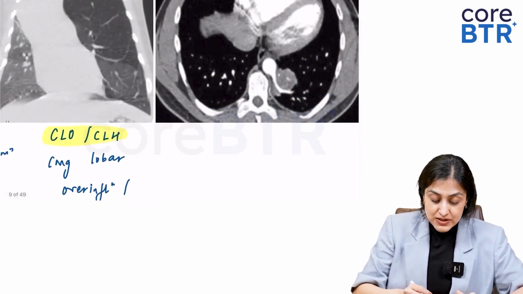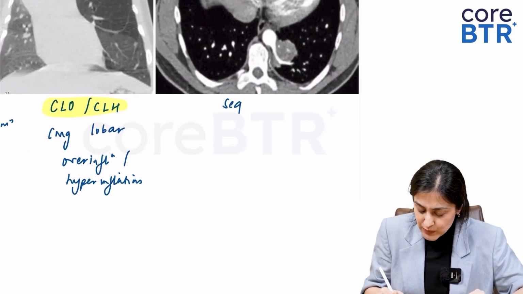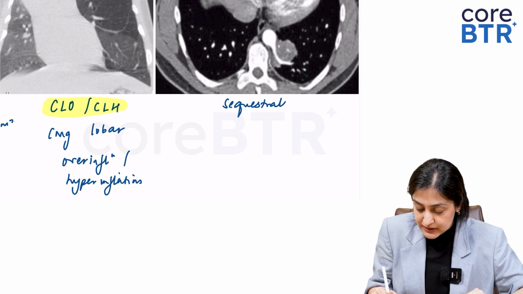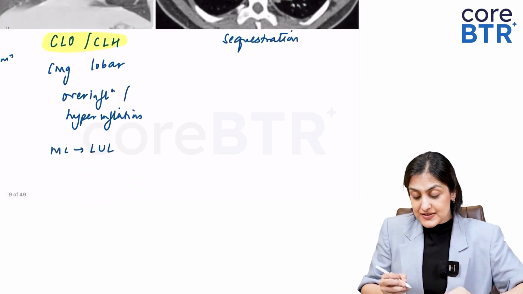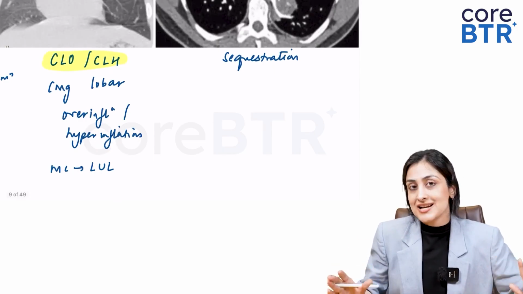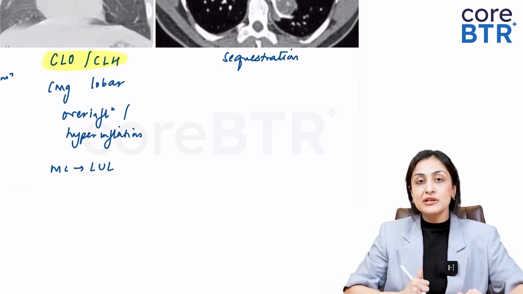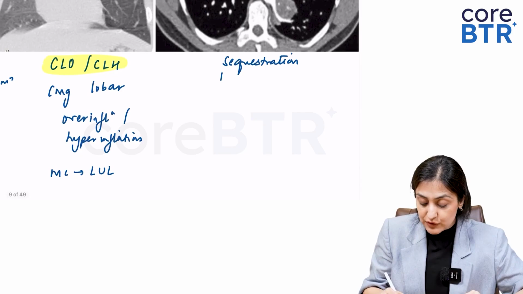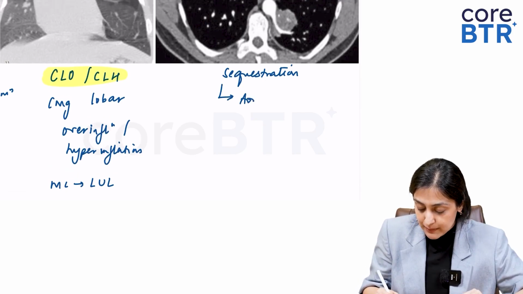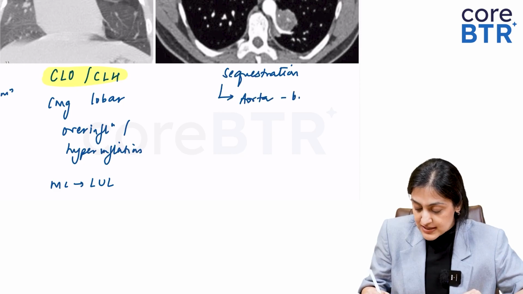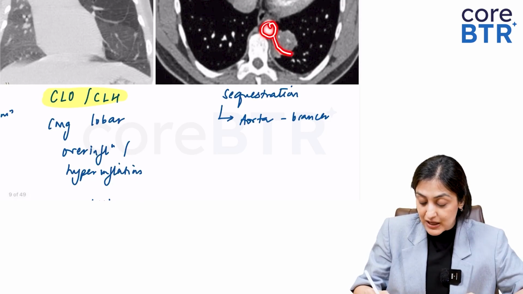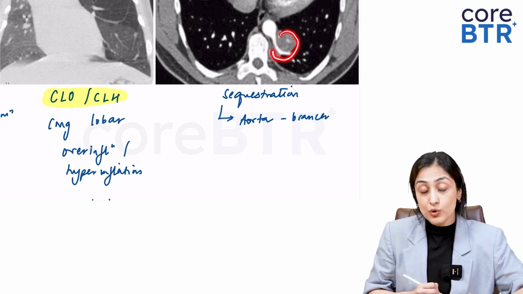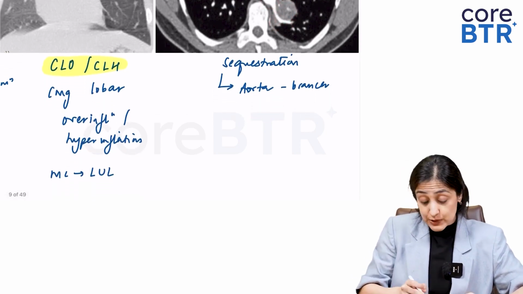And then we have something which is called a sequestration. So all of these are pulmonary anomalies which are congenital. Sequestration is where, normally, lungs are supplied by pulmonary artery and pulmonary veins. This is where one of the lung lobes is getting supplied by a systemic artery, a branch of the aorta. Can you see this? This is the descending aorta and one of the branches is supplying this lung lobe. So this is what is called sequestration.